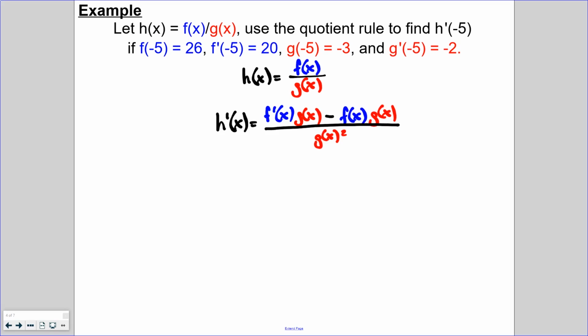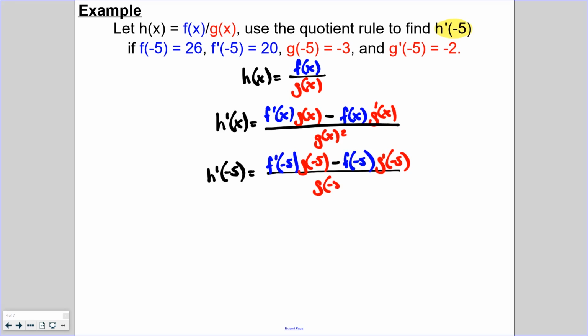And now this is the quotient rule for the general derivative, but we're not looking for the general derivative, we're looking for the derivative when x is equal to negative 5. So next up we can substitute negative 5 in for x. That's going to give us f prime of negative 5 times g of negative 5 minus f of negative 5 times g prime of negative 5. And I'm looking at the previous step and I can see that my prime mark didn't quite get in there, so let's just come back up and put the derivative right there. Alright, this is going to be all over g of negative 5 squared.